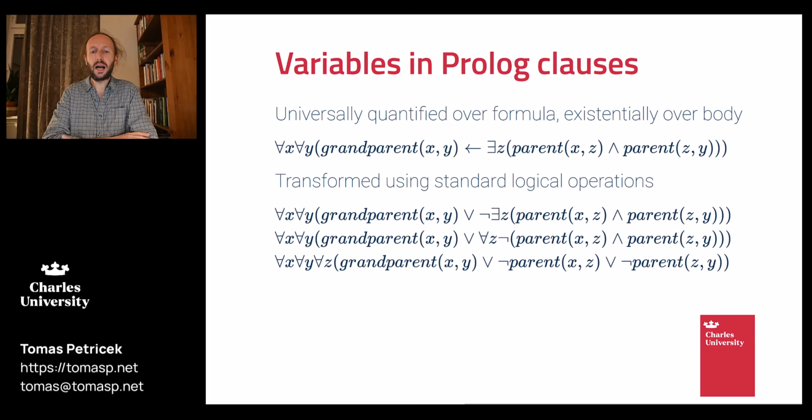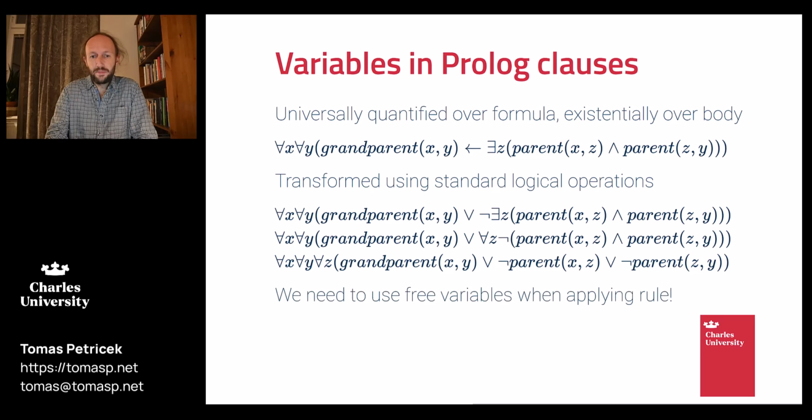If we rewrite it as a disjunction, it really becomes universally quantified over all the variables, with the negation of the parts of the body. The one practical consequence for our implementation is that when we are applying a rule, because these rules are universally quantified, we will need to rename the variable names.